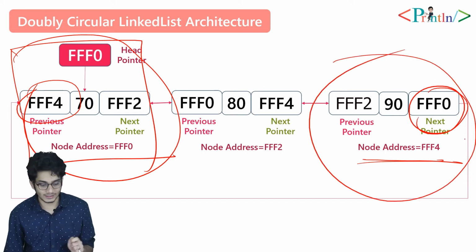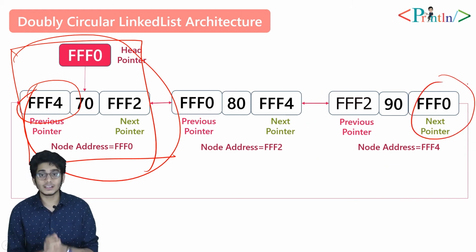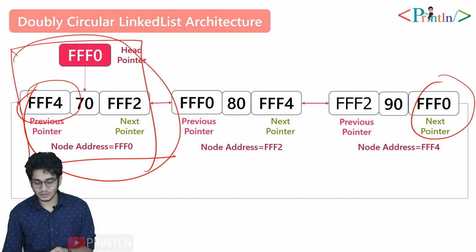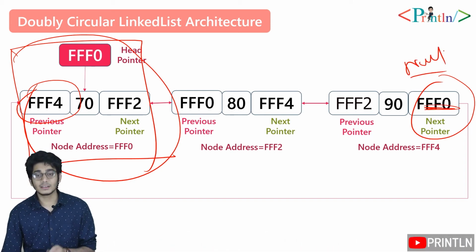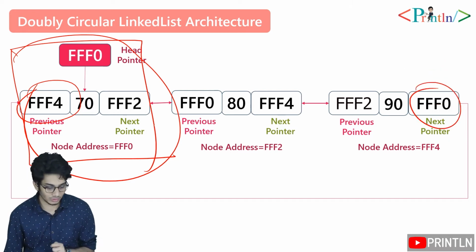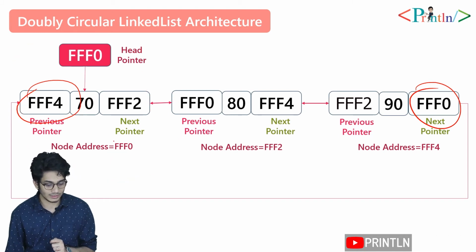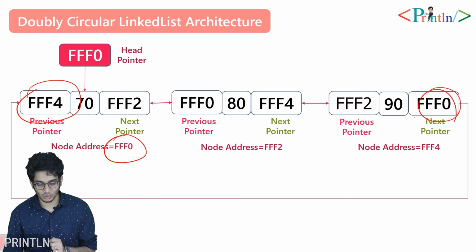Is this portion clear? Now we'll talk about this portion, the next pointer of the last node. In a normal doubly linked list we have null over here, but for a doubly circular linked list it will store the address of the first node. So what is the address of the first node? That is FFF0. So we have FFF0 stored over here.